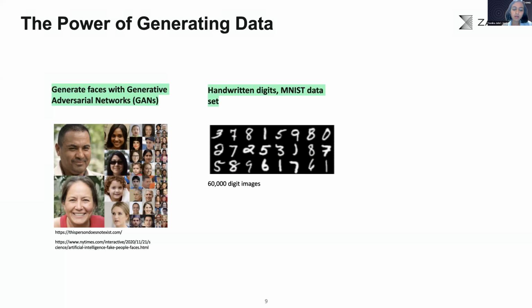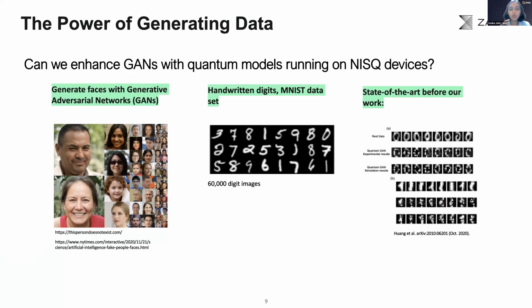Next, in the middle over here are real images of handwritten digits from what is known as the MNIST dataset, which is a standard dataset used for benchmarking many machine learning algorithms. The question we set out to answer here is whether we could enhance classical generative adversarial networks with NISQ quantum computers in the area of image generation. In particular, can we generate handwritten digits with the help of a quantum computer that are indistinguishable from the real images in the MNIST dataset? This has been attempted before. On the right here is the most recent attempt in image generation with a quantum computer before our work, and you can see that it clearly has a way to go before it starts resembling the images in the center.